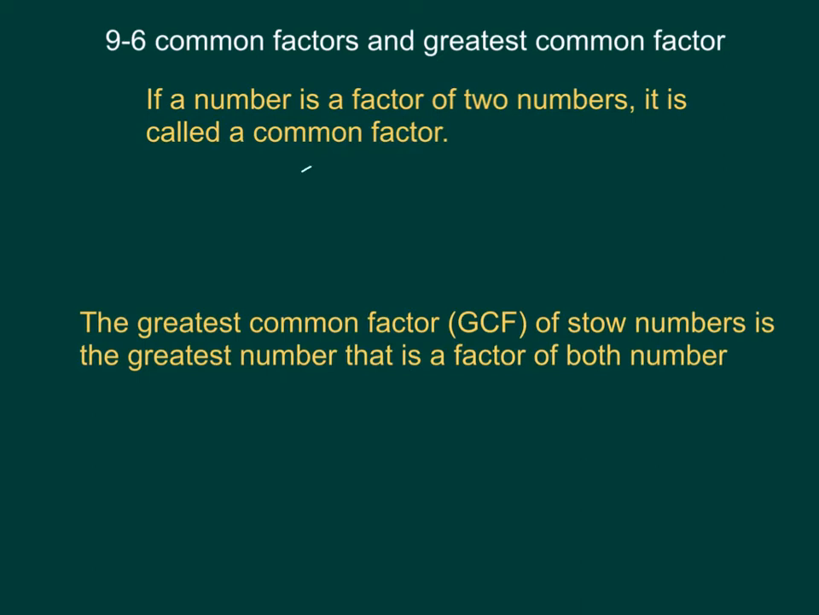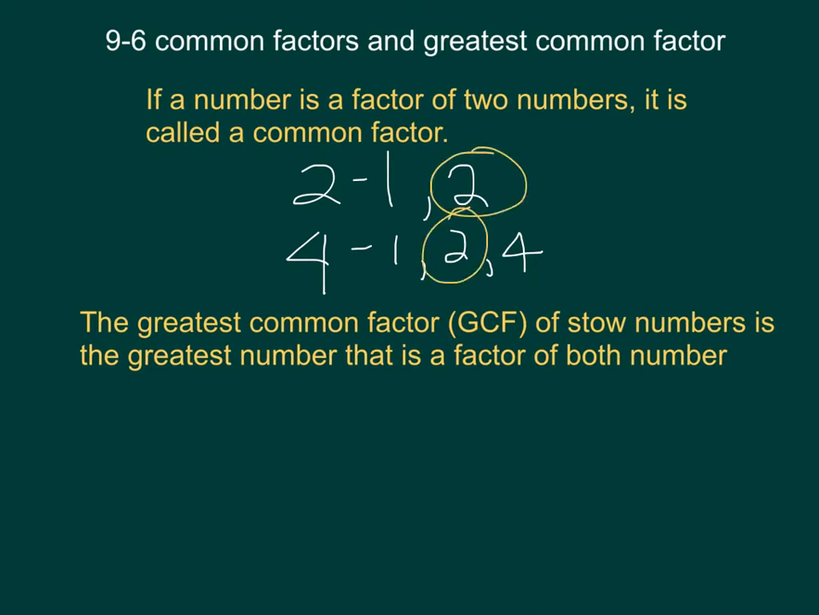So for example, if we have 2 and 4, the factors of 2 would be 1 and 2, because those are the numbers that you use to multiply to get 2. If we have 4, the factors of 4 are 1, 2, and 4. So you can see that the common factor would be the 2, because that's what you have in common with both numbers.